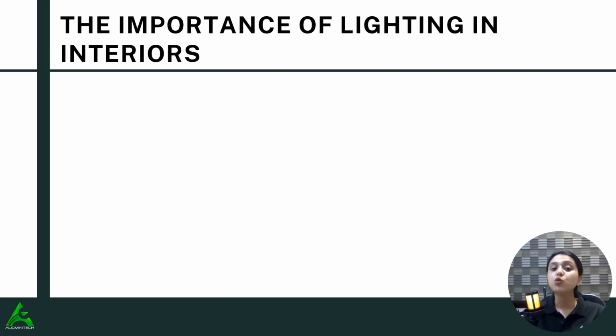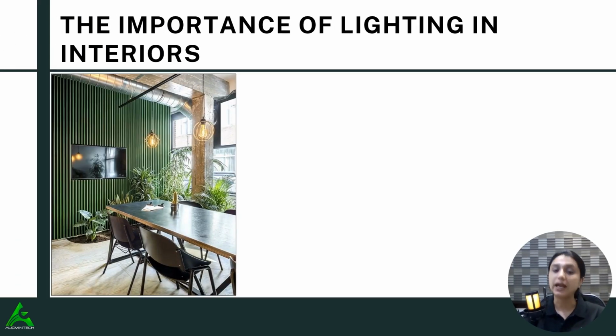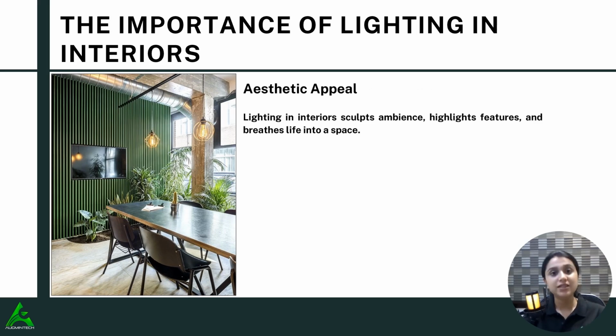Now, the first very important thing when it comes to lighting is, of course, the aesthetic appeal. Whatever materials you use, whatever kind of space you create, ultimately, lighting is something which is going to emphasize certain things. It is going to create an atmosphere. So, lighting is the factor which is ultimately going to add a lot of highlights and features in your space. Lighting in interiors sculpts ambience, highlights features, and breathes life into a space.